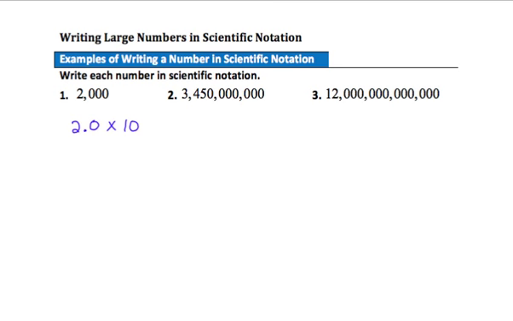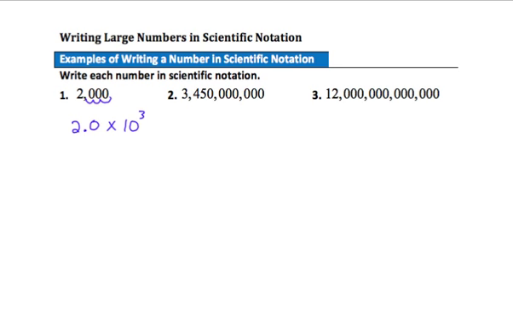I don't want to change the value of 2,000 here. I just want to write it in this scientific notation. So let's see. If I was trying to get 2 to go back to become 2,000, notice I would have to move this decimal 1, 2, 3 places to the right. Well, 3 places to the right means I need to multiply here by 10 to the third power.